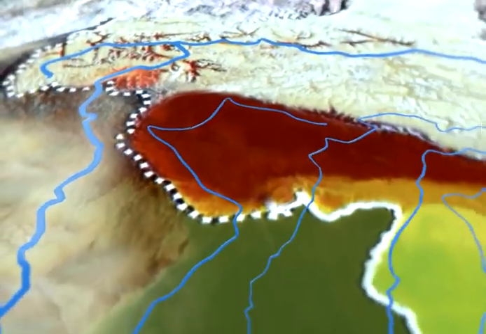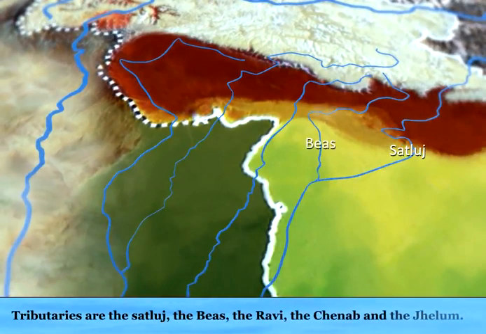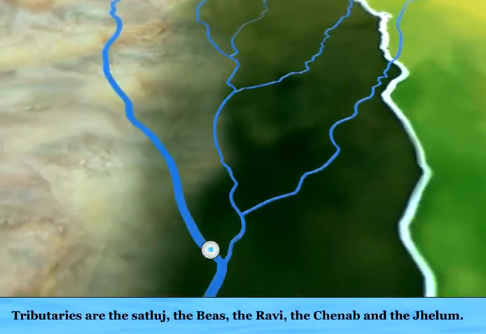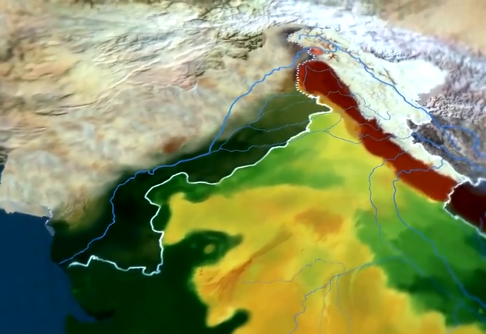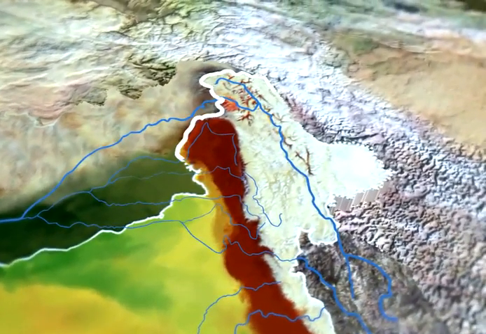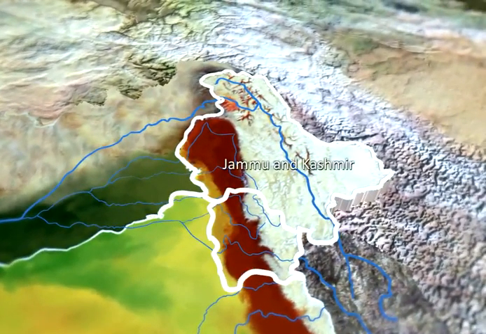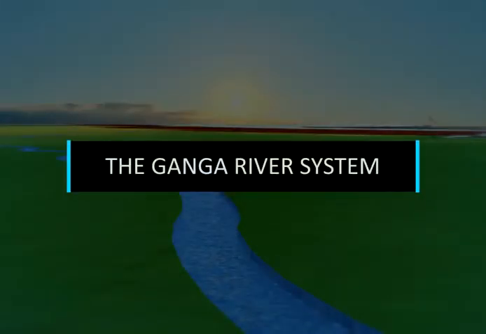The river flows southward and it is joined by the Satluj, the Beas, the Ravi, the Chenab and the Jhelum near Mithankot. It finally discharges into the Arabian Sea. A little over a third of the Indus basin is located in India, in the states of Jammu and Kashmir, Himachal Pradesh and Punjab.